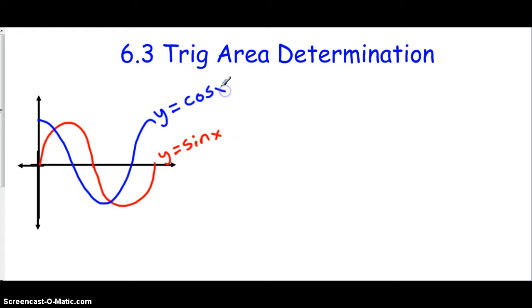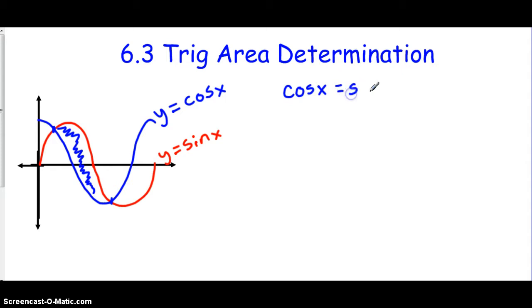We're going to be trying to discuss what this area is right here in the middle between the red sine function and the blue cosine function. We know from our previous units that in order to figure out the area between two functions, we need to figure out when they intersect each other. So we're going to start off by setting cosine equal to sine.